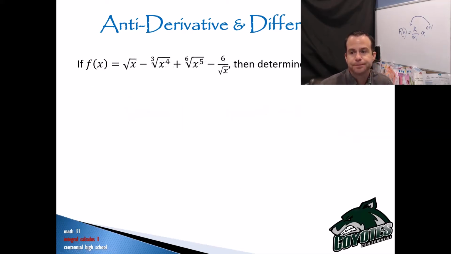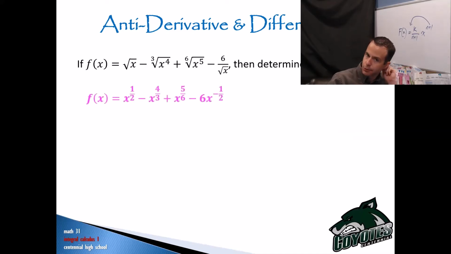All right. Let's try this one. If f of x is the square root of x minus the cube root of x to the 4 plus the 6th root of x to the 5 minus 6 over root x. Now, the first thing I'm going to do is just try and clean this up a little bit and represent it more in exponents than in roots. So I've got x to the 1/2 minus x to the 4 over 3 plus x to the 5 over 6 minus 6x to the negative 1/2.